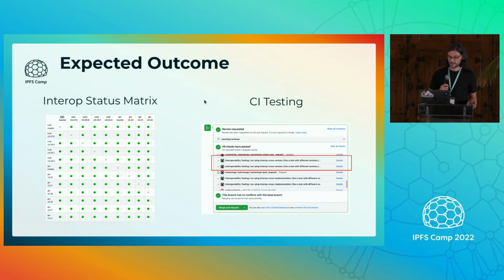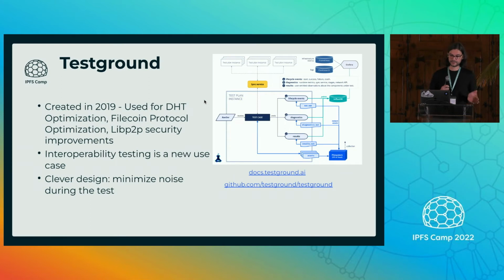To create this test, we use a tool called Testground. Testground is a platform for testing, benchmarking, and simulating a distributed system. It's designed to be scalable. We used it in the past to simulate thousands of nodes. And it's also designed to be language agnostic and runtime agnostic, which is exactly what we need here.